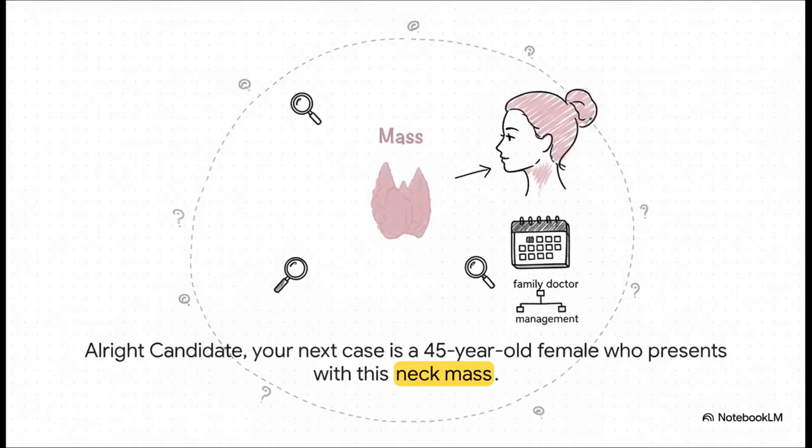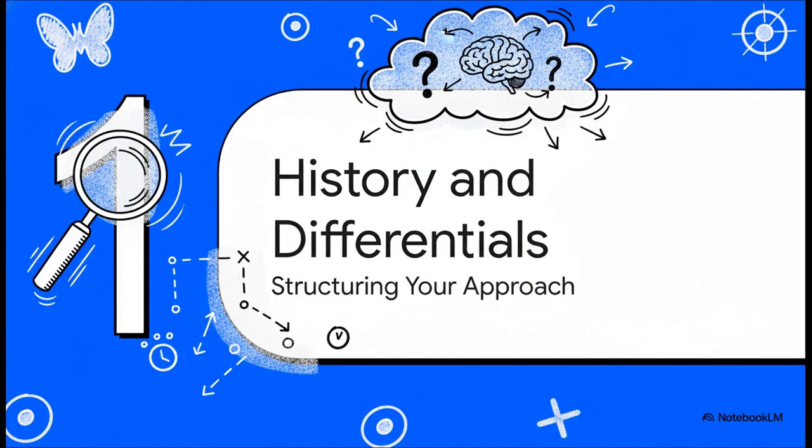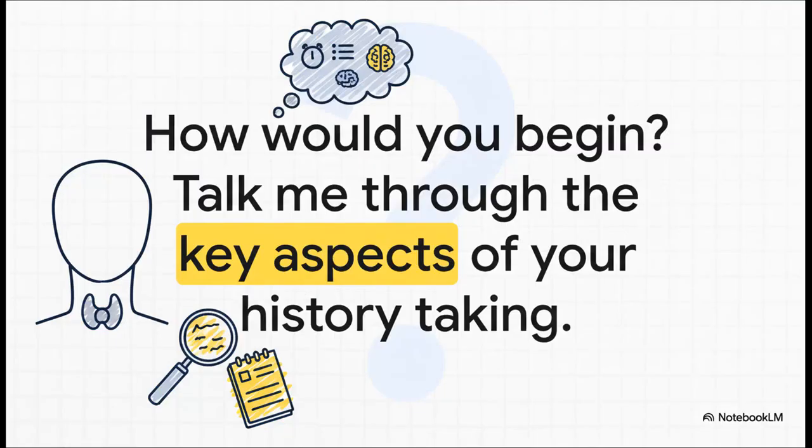All right, candidate, let's get into your next case. You have a 45-year-old female in your clinic. She was referred by her GP for this neck mass that she first noticed about 3 months ago. So we'll start at the beginning. A good initial assessment is absolutely key. I want you to talk me through how you'd structure your initial approach, starting with the history and your differential diagnosis. So how would you begin? Just take a moment, structure your thoughts, and then walk me through the key questions you'd ask this patient.